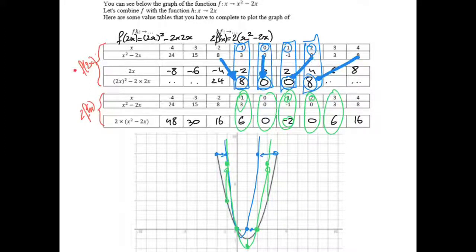Be careful though, because for f(2x), we found out that the stretch is horizontal now because it's x that you're multiplying, but the scale factor is not 2, the scale factor was half, which explains why when you have to plot the graph of f(ax), the corresponding factor for the horizontal stretch is not a, but it's 1/a.